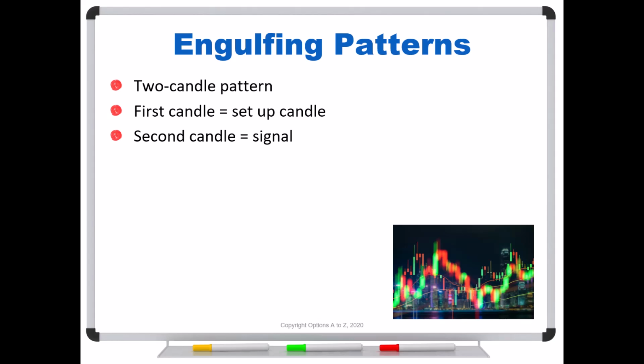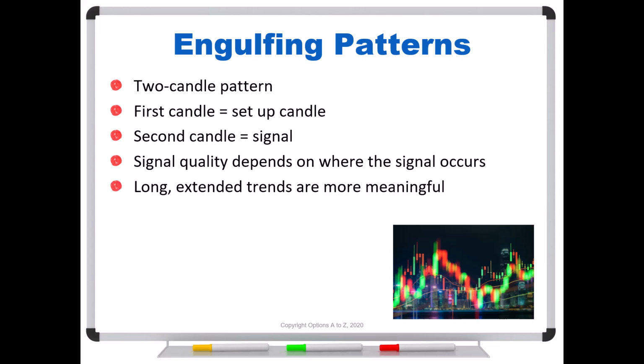Now, something else about candlesticks that a lot of new traders miss is that the signal quality depends on where the signal occurs. So if you get, let's say, an engulfing pattern in the middle of a sideways trend, don't pay any attention to it. It really carries no information. But if you get an engulfing pattern at the top of a very extended run or a very extended downturn, then it carries a lot of weight. So always remember that when we're talking about candlesticks, long extended trends are far more meaningful if we get one of those patterns at the high or low points in these trends.